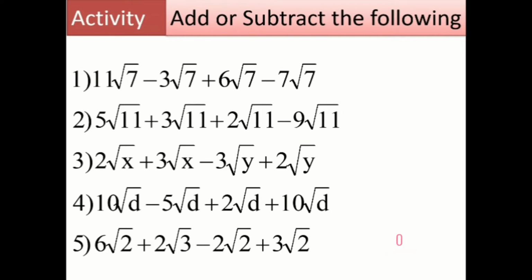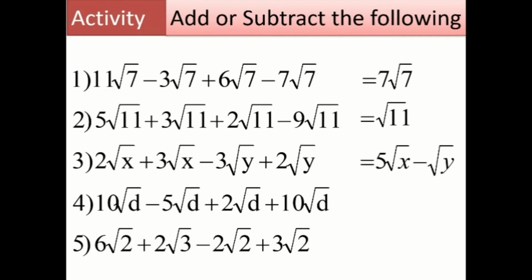Alright, time's up. Now let's try to answer the following numbers. For number 1, the answer is 7 square root of 7. For number 2, we have square root of 11. Number 3, 5 square root of x minus square root of y. Number 4, the answer is 17 square root of d. And number 5, the answer is 7 square root of 2 plus 2 square root of 3.